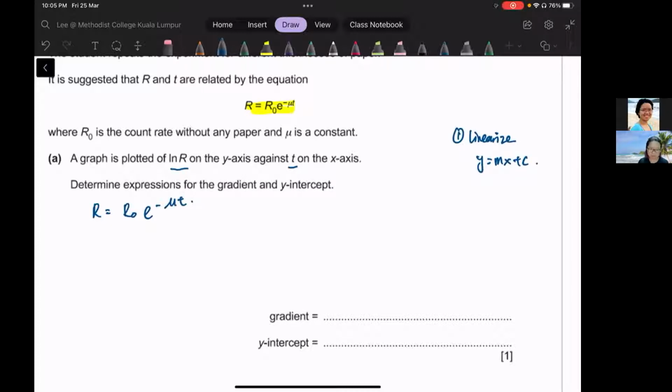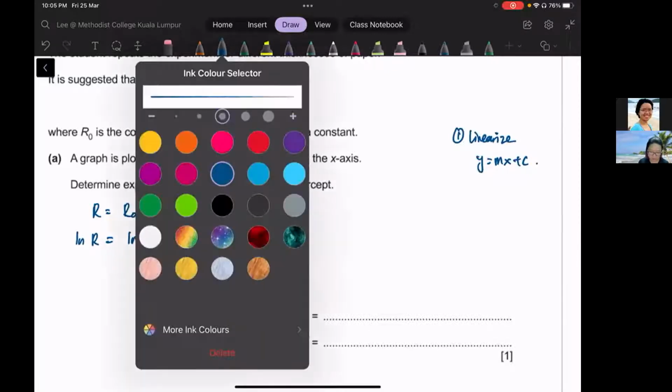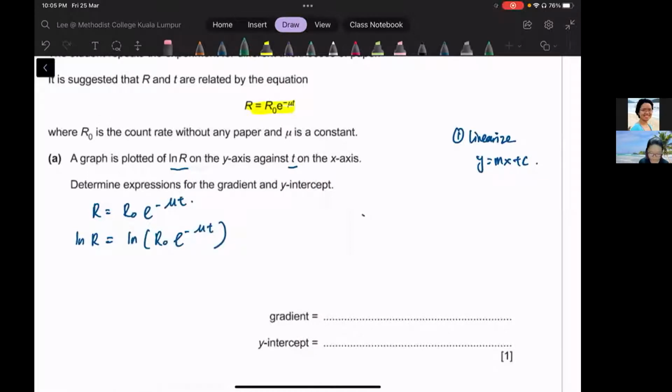Right now, they help us by saying we want ln R, so just take ln of both sides. ln R is ln R0 e to the power of negative mu t. I see that there is R0, and there is this whole thing here, so I can separate them: ln R0 plus ln e to the power of negative mu t.